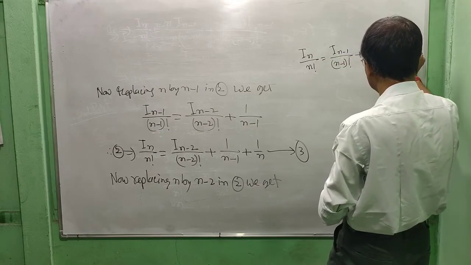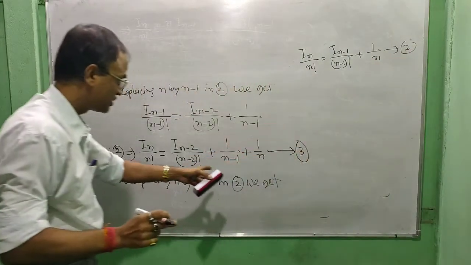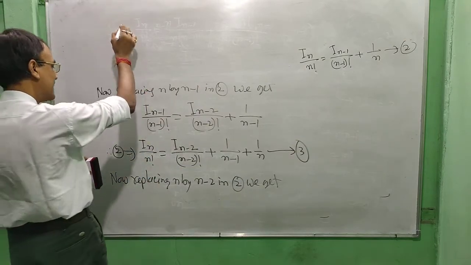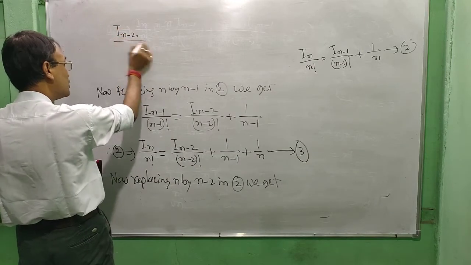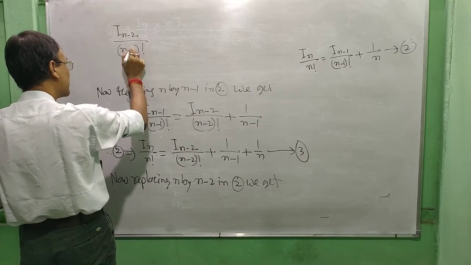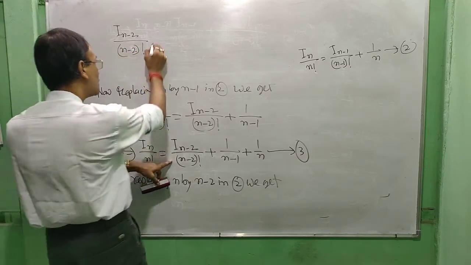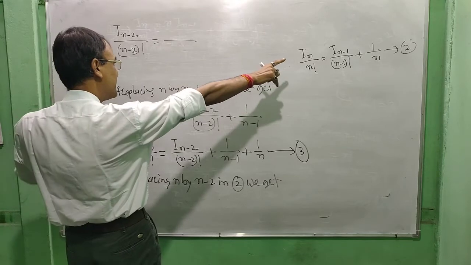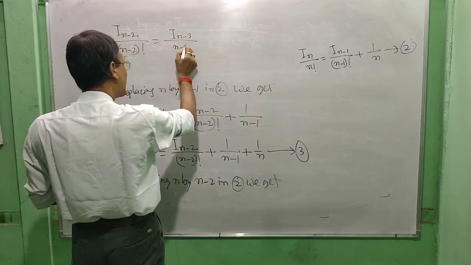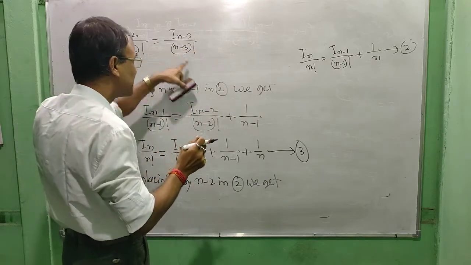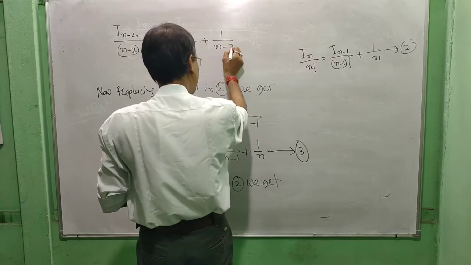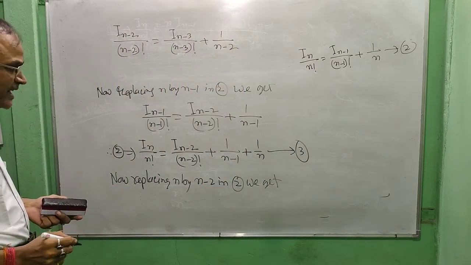It was our 2. Replace n by n minus 2 in 2. I_(n-2) divided by factorial n minus 2 is equal to, replacing I_n by I_(n-2), I_(n-3) by factorial n minus 3. You will get I_(n-3) divided by factorial n minus 3 plus 1 by n minus 2.